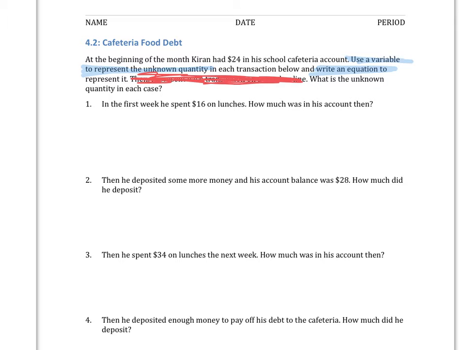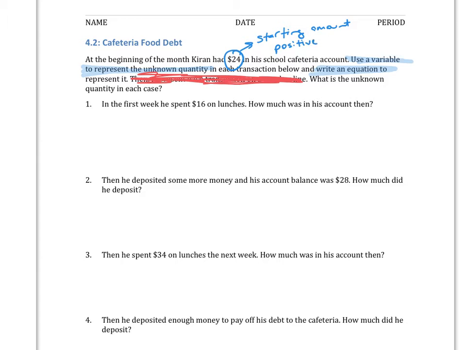So let's look at question 1. It says, in the first week, he spent $16 on lunches. How much was in the account then? So we have to go back to the original blurb that tells us about this problem. And it says, Kieran has $24 in his high school cafeteria account. So we have $24. This is his starting amount. It's the amount that got put into his account. So because it's being put in, that is a positive amount.